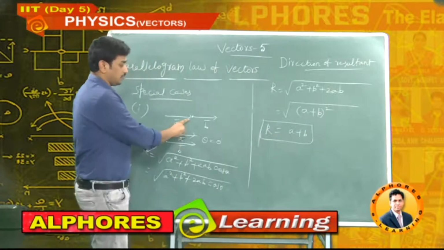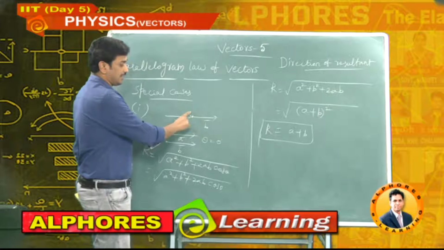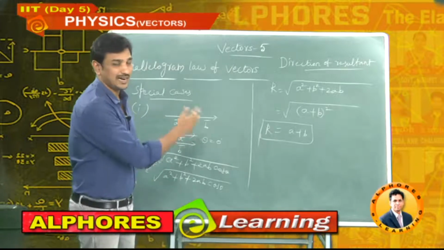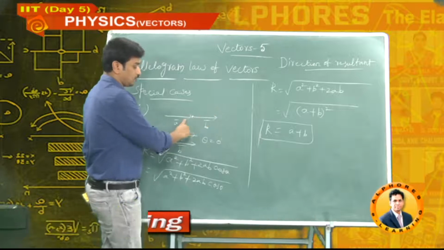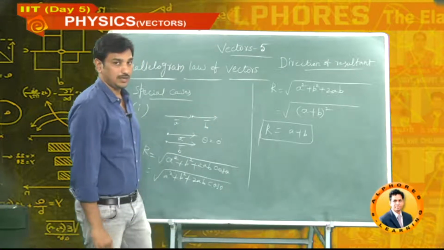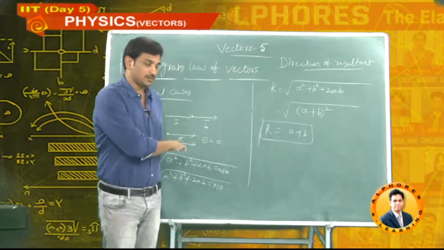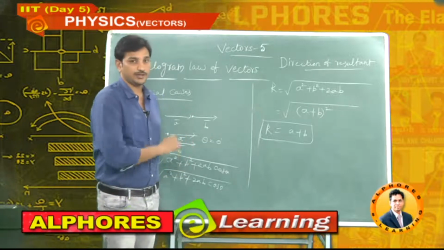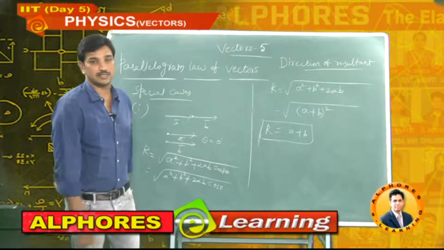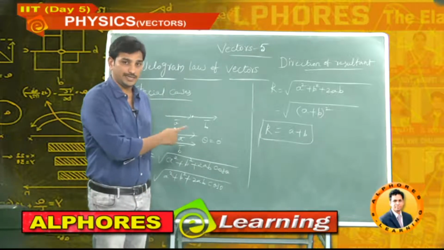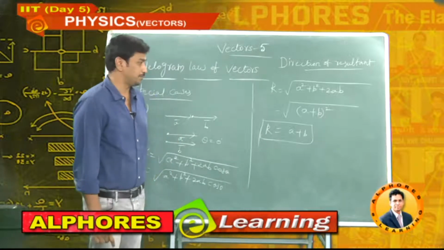So directly head connected to tail, angle 0 or 180, directly we can add them. See, 0, A plus B. If it is 180, it's A minus B. Already last 2 days back we have discussed this point. Both are having angle 0, A plus B is the resultant. Angle 180, the resultant is A minus B.